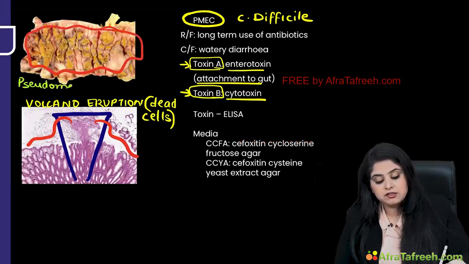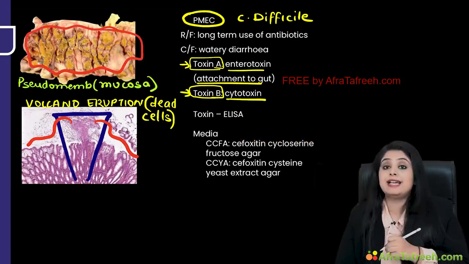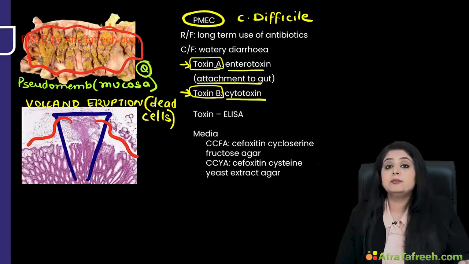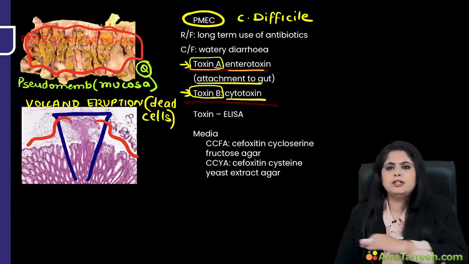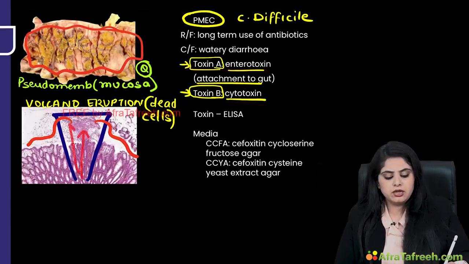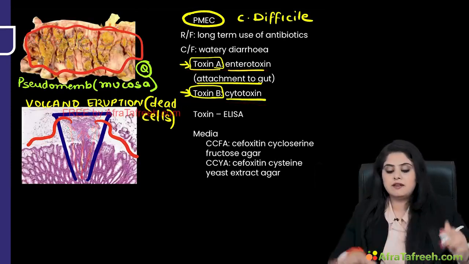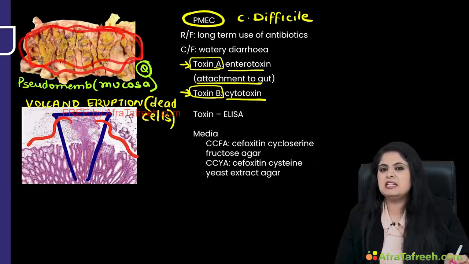And which part of the intestine does it settle on? It settles on the inside. It is a mucosal membrane. That is a question that you get. It is a mucosal membrane. So now you have learned that there are two toxins which come. They destroy everything. There is a volcano-like eruption that happens. When the lava settles down, it makes a dirty yellow membrane called pseudomembrane on the mucosa.